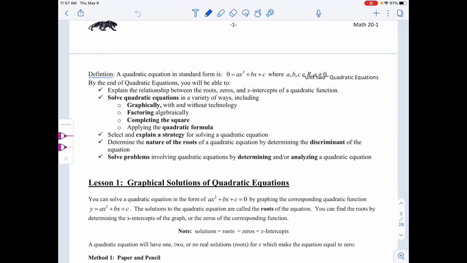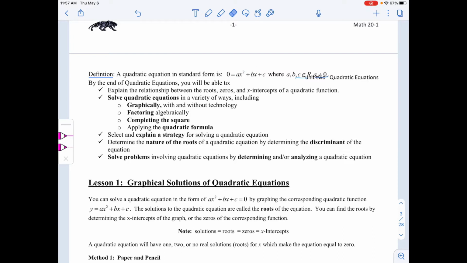little typo there, but by definition, a quadratic equation in standard form is 0 equals ax squared plus bx plus c, where a, b, and c are real numbers and a cannot be equal to 0. Now, what does that mean? The reason a cannot be equal to 0 is because if that a term were gone, that would be a function with a degree of 1, which would be a linear function. So that's why we have to have an x squared term in order to have a quadratic equation. Okay, so that's what that definition means.